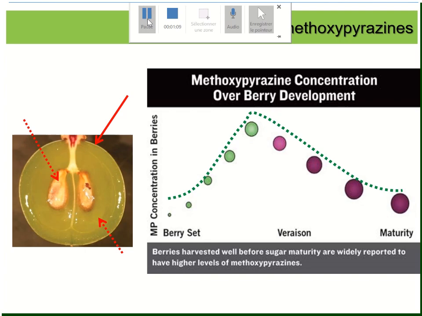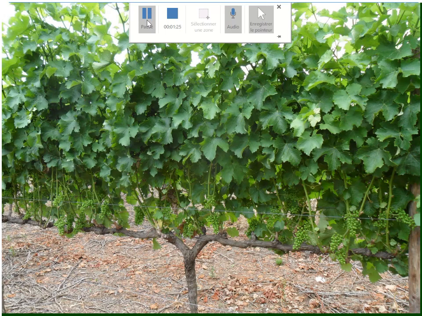They are accumulated before veraison, from berry set to veraison, and from veraison onwards, the concentration of those molecules is decreasing, both per berry and in concentration. Pyrazines are very sensitive to light and high temperature.